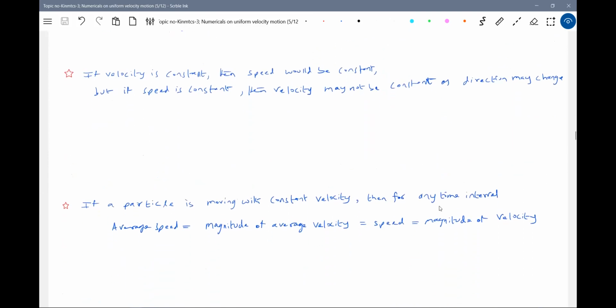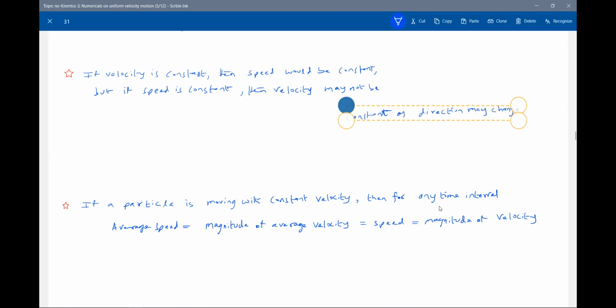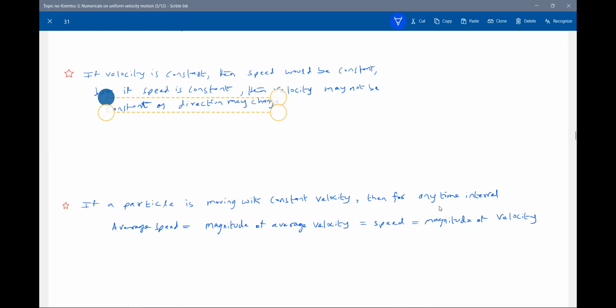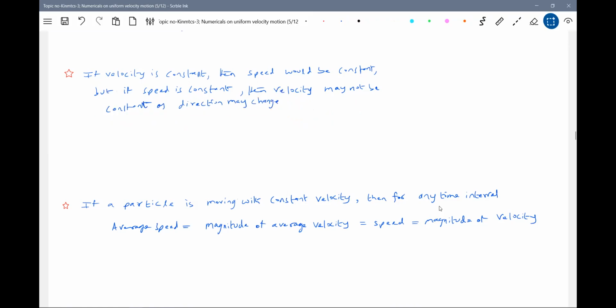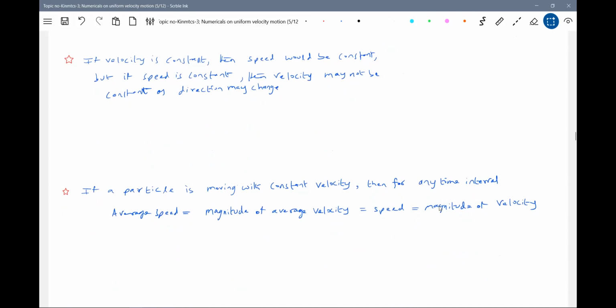Let's conclude with the help of some sentences. If velocity is constant, then speed would be constant. But if speed is constant, then velocity may not be constant as direction may change. Is it a correct statement? If velocity is constant, then speed would be constant. But if speed is constant, then velocity may not be constant as direction may change. I think it's correct, no? The statement is correct. If velocity is constant, then speed must be constant.